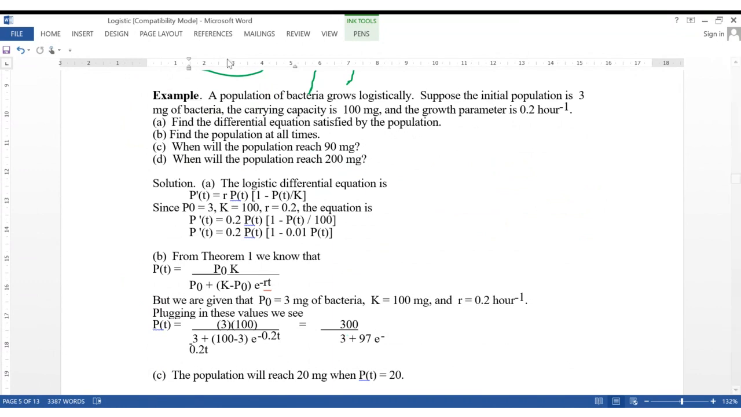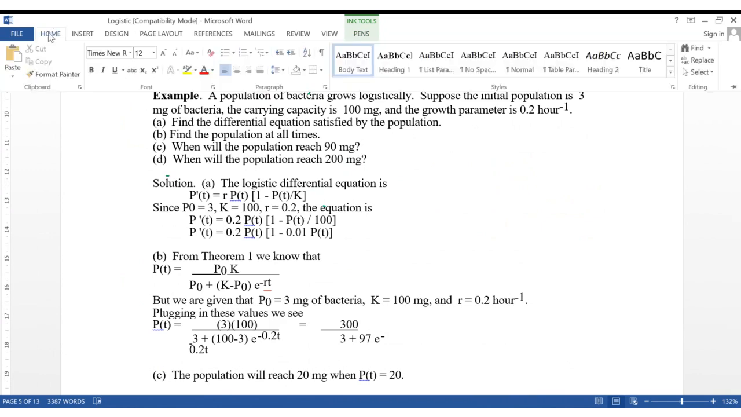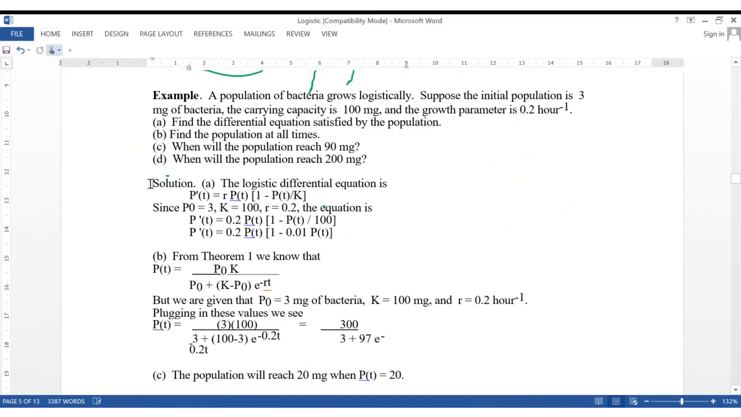So let me remove the solution first of all, and then we shall be able to compare.